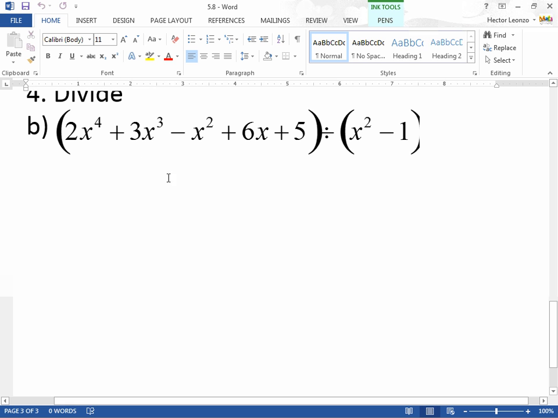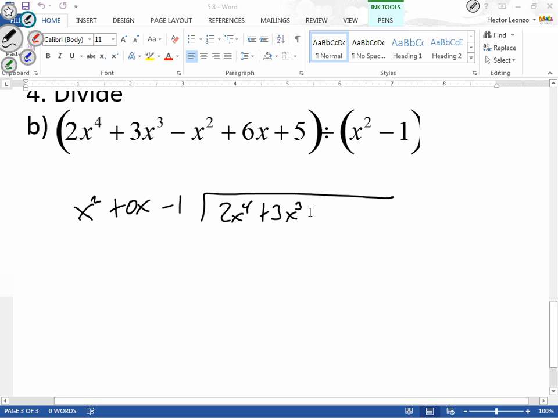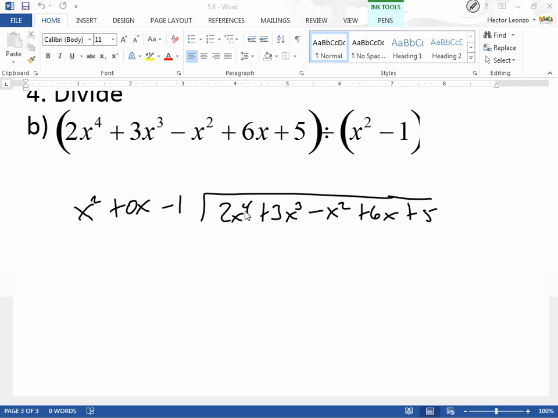The way I'm going to write this will be x squared plus 0x minus 1. Notice I added the 0x because remember I said do not skip any exponents. So I couldn't skip the x to the 1, so that's why I added the 0. Now on the inside, I'm going to have 2x to the 4th plus 3x to the 3rd minus x squared plus 6x plus 5. On your exponents, I have to the 4th, to the 3rd, 2nd, 1, to the 0. So they do go in order, and I'm not skipping any.